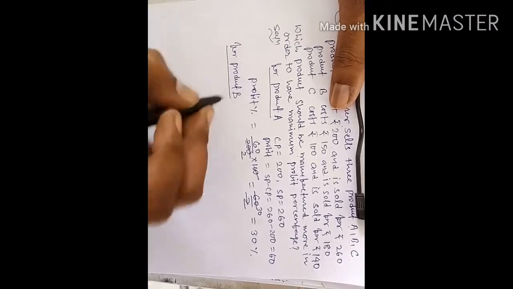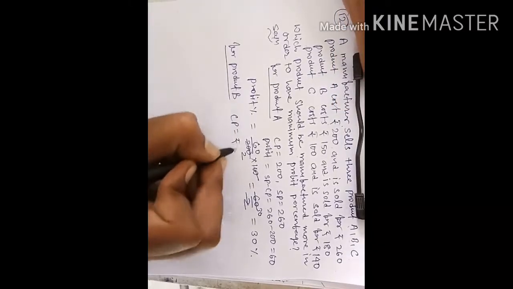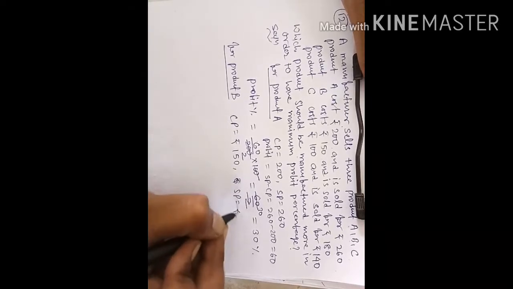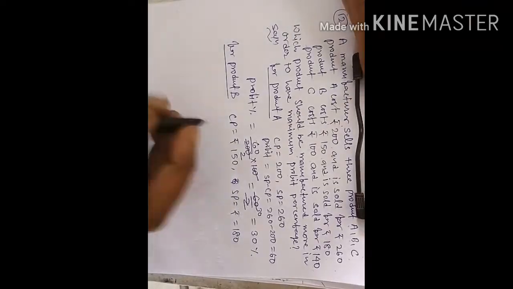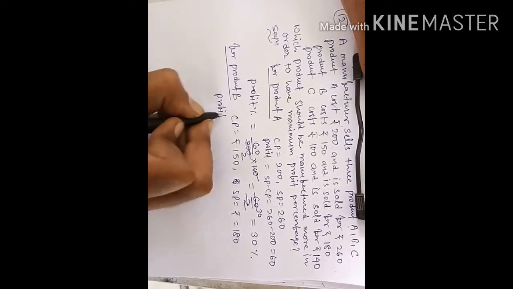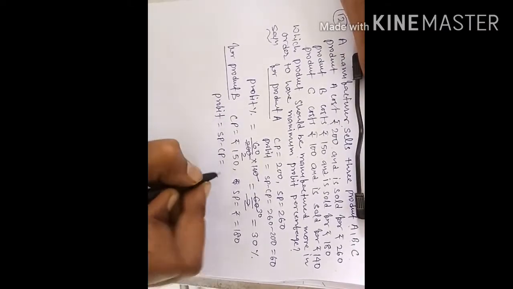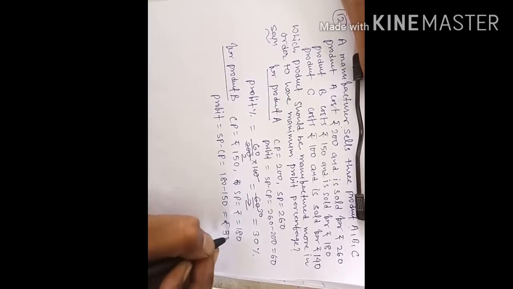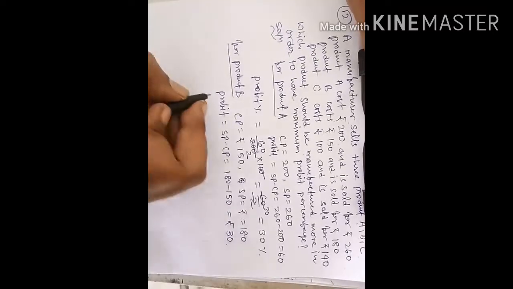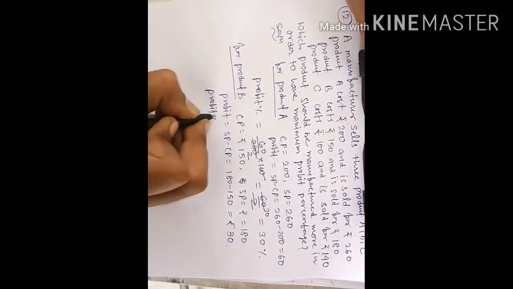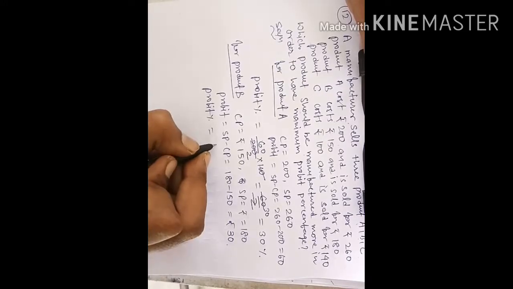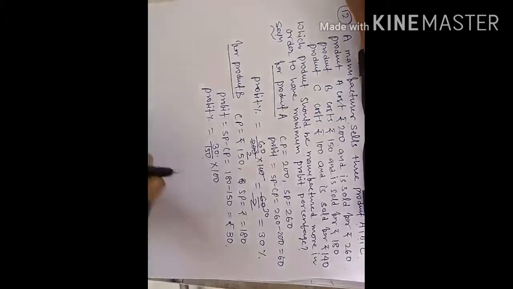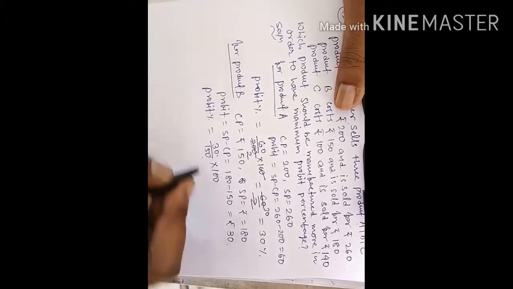B, here the cost price is rupees 150, selling price SP is rupees 180. Now profit is equal to SP minus CP, that is 180 minus 150, then he gets profit rupees 30. So profit percent is equal to 30 by 150 into 100, profit by CP into 100. This is the formula for profit percent.